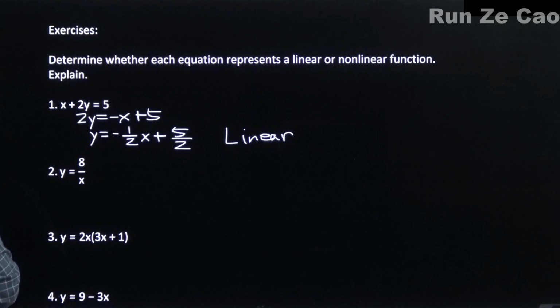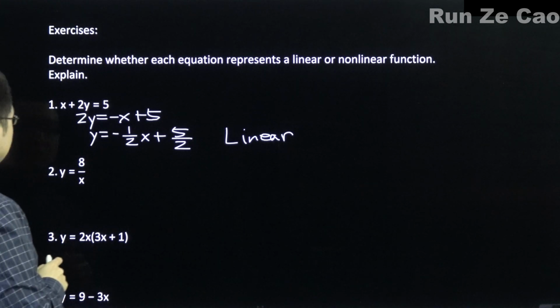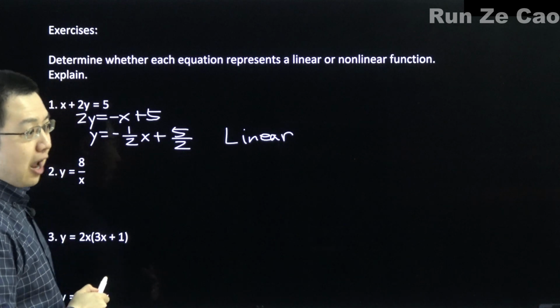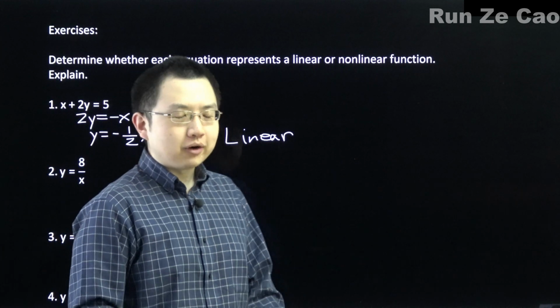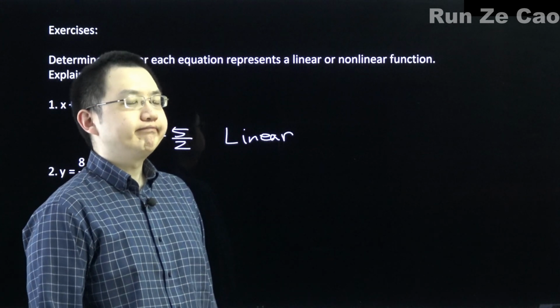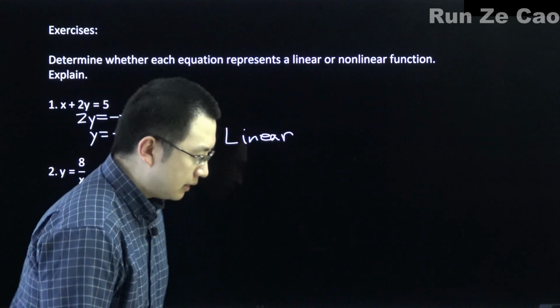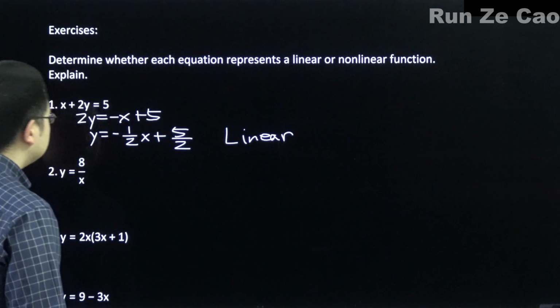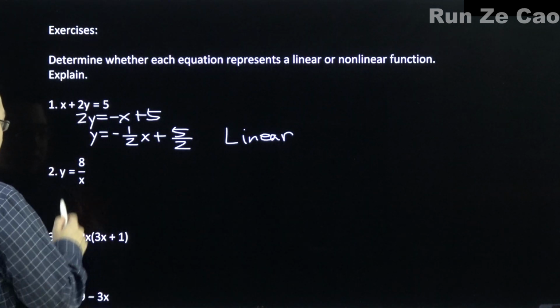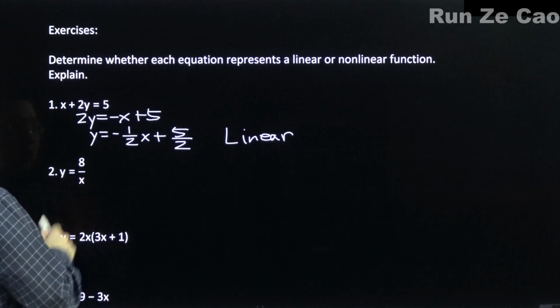Why? Because technically you could have a degree 1 term that's like x to the 1/2 power times y to the 1/2 power. Y equals 8 over x? Well, x, the degree here is negative 1.